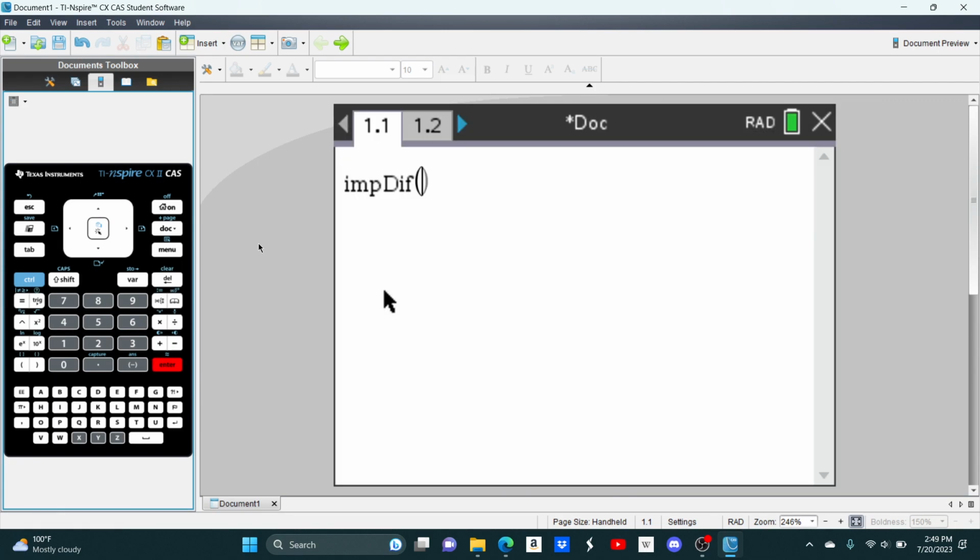So this is used to differentiate your relations, like your implicit functions, right? So a pretty good example of an implicit function is just a circle. So let's say we have the circle x squared plus y squared equals 9, right? And then at the very end, you just do comma x, comma y. If you do that, it'll implicitly derive it for you.